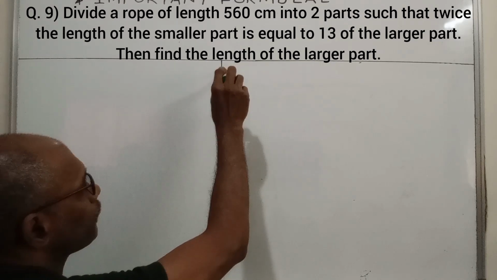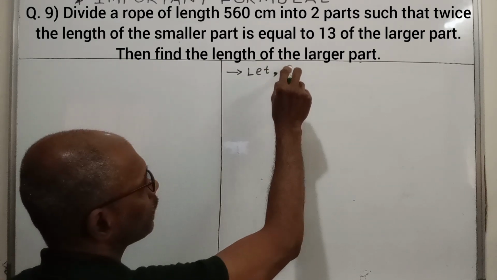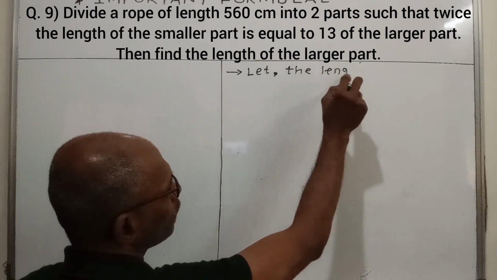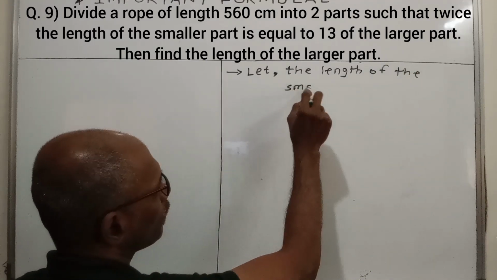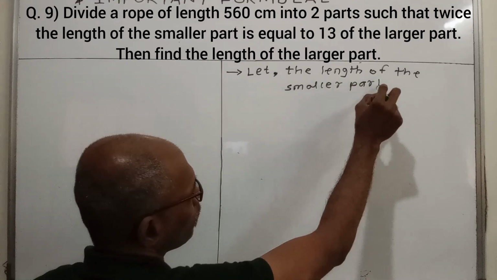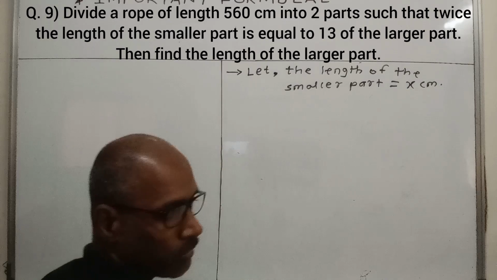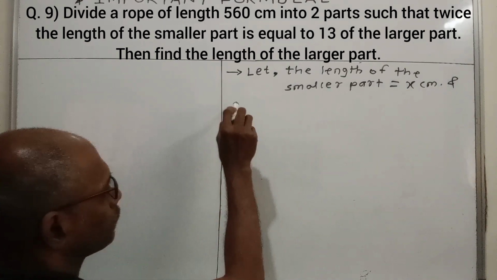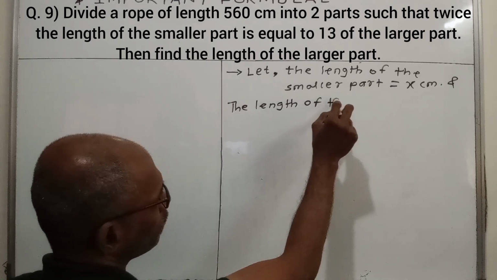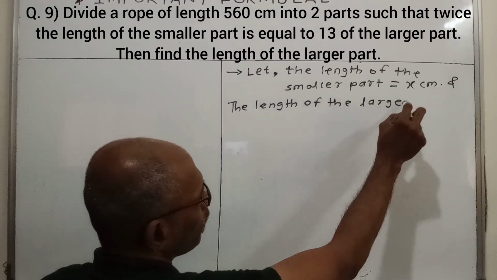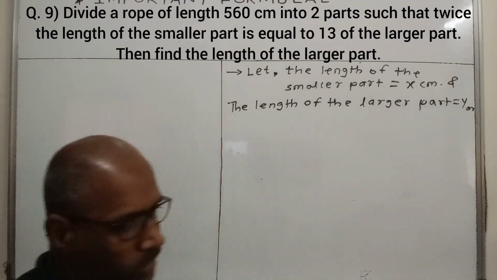Okay. Now see this. First we write, let the length of the smaller part of the rope is equal to x centimeter, and the length of the larger part is equal to y centimeter. Did you get it?